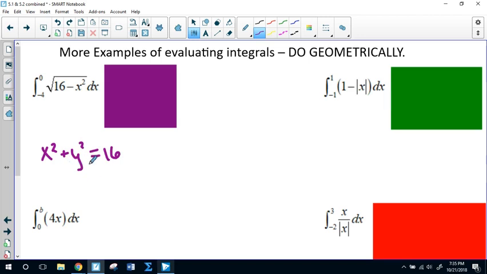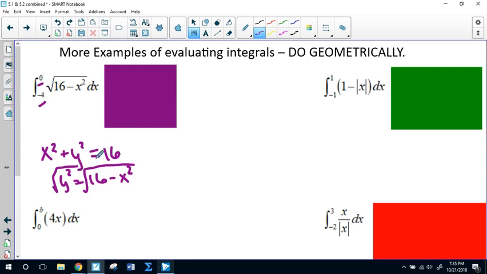So it starts off as x squared plus y squared equals 16. So y squared equals 16 minus x squared. And then we're taking the square root of both sides. And so our function is the square root of 16 minus x squared. Now this problem only wants us to integrate it from -4 to 0.